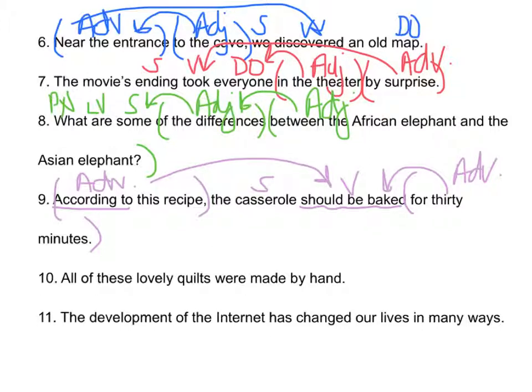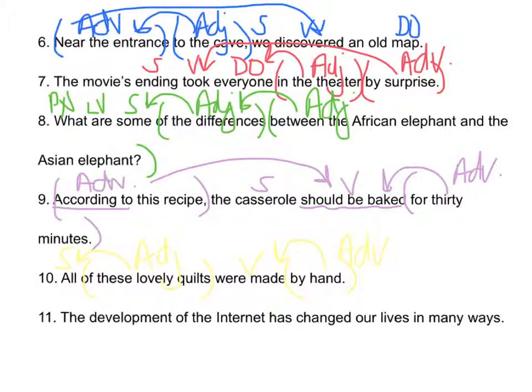Okay, all of these lovely quilts were made by hand. Of these lovely quilts, by hand, both prep phrases. The verb is were made. Who or what? All were made. Of these lovely quilts modifies all, pronoun, adjective phrase. By hand, were made by hand, modifies the verb, adverbial. Sorry about the yellow, that didn't work out too well, did it?